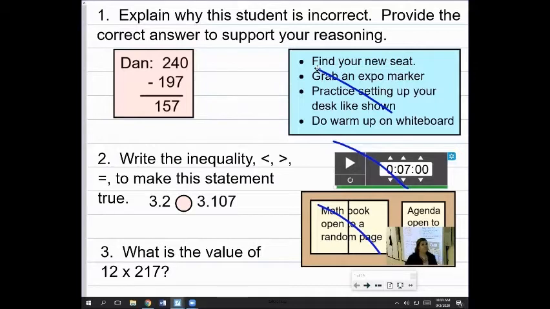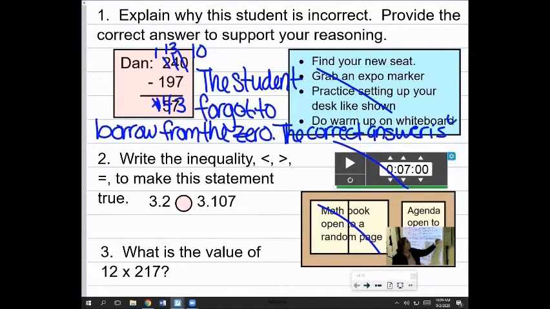You better pause it. All right, so hopefully you have paused your video and you've done these problems. The correct answer is 43, so hopefully you got that one correct. Okay, write the inequality. This is a word that I'm going to use multiple times throughout the year. An inequality is your less than, greater than, or equal to symbol. You're going to learn two more later on this year. That is these two symbols.